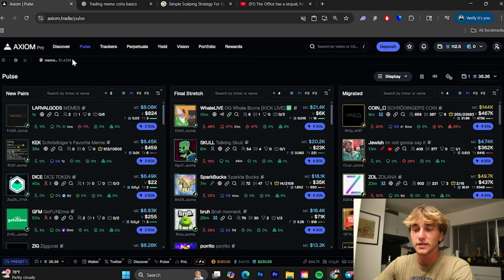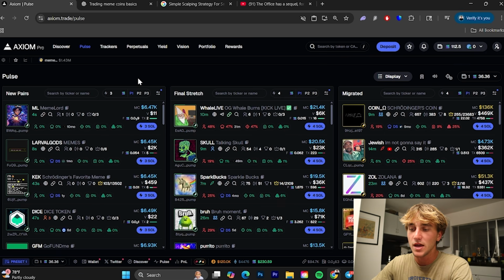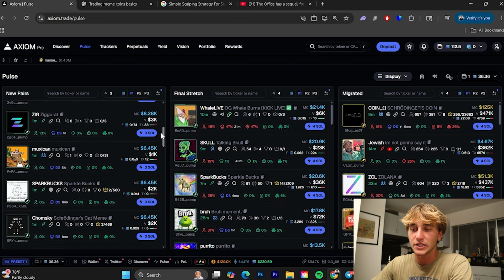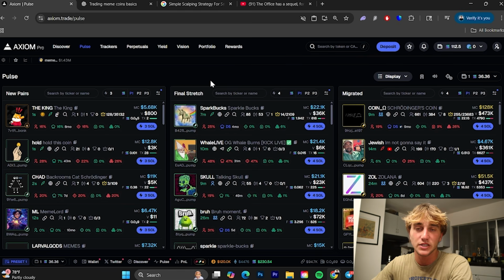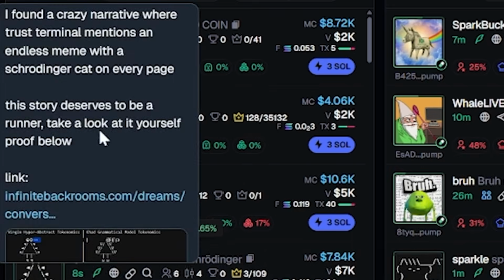Now you could find these coins in new pairs. Like I said, you don't want to be buying in new pairs, but you can obviously stare at new pairs. And if you see a coin come out that interests you, well then you could just look at it real quick and see if it is actually a good coin to look into or potentially buy. So for example, this Chad coin right here, does it have good lore?